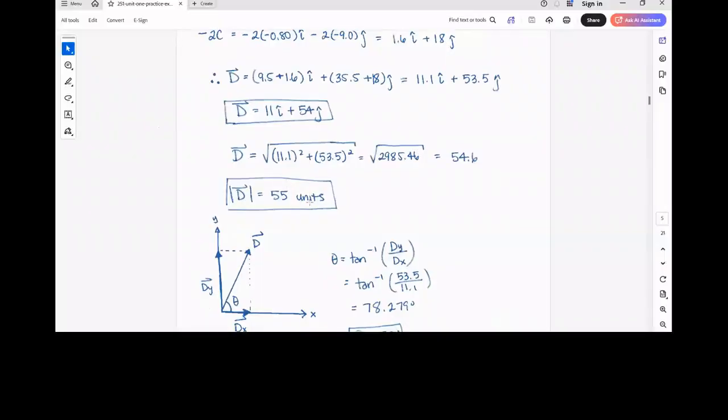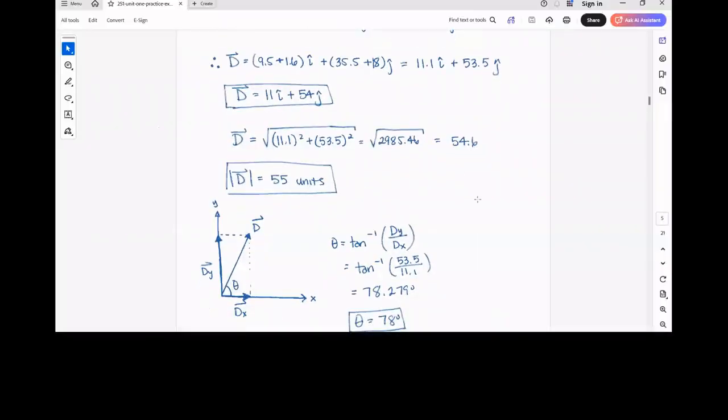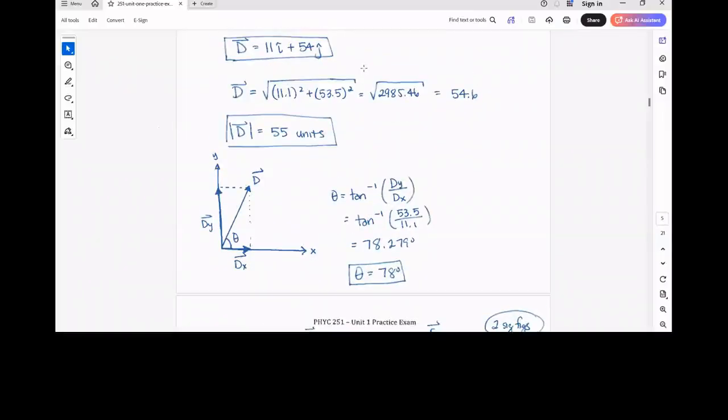And the units I've just left as generic units here. This doesn't necessarily represent a group of position vectors or velocity vectors or acceleration vectors. So 55 units is sufficient to tell us what its magnitude is.